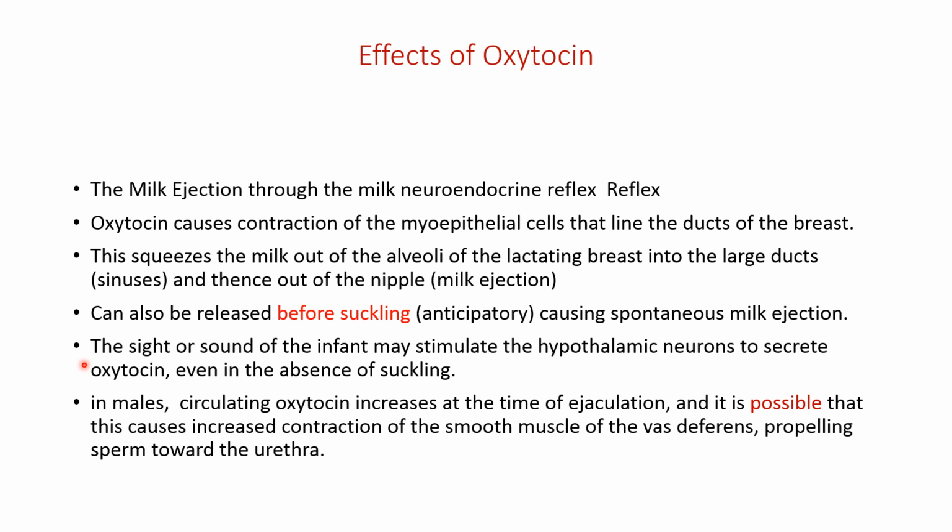Now the role of oxytocin in the male is not clear, but there is evidence which suggests that oxytocin increases at the time of ejaculation of the semen. So it's possible that oxytocin goes to the vas deferens and causes the contraction of the smooth muscles of the vas deferens to get the sperm toward the urethra, though that's not a confirmed function.